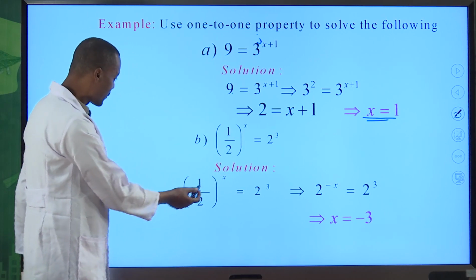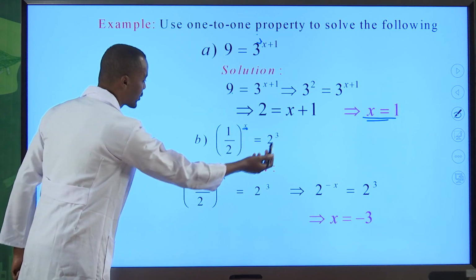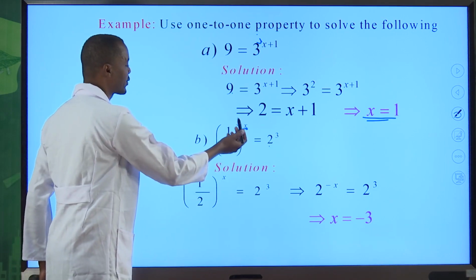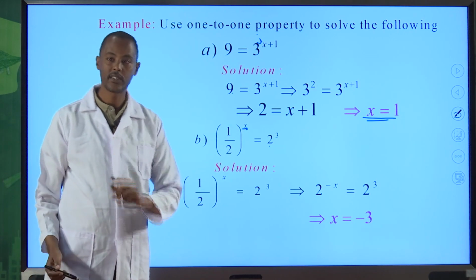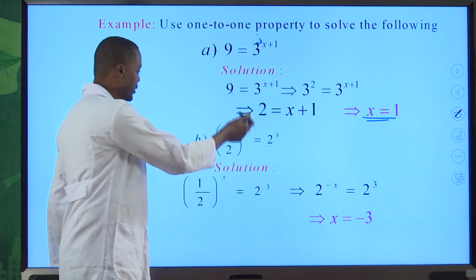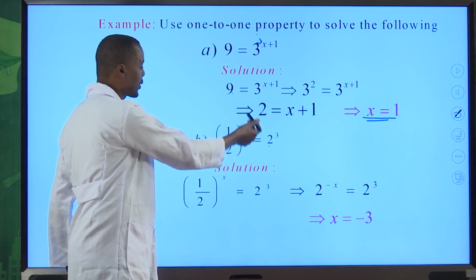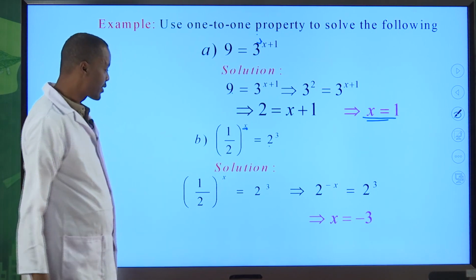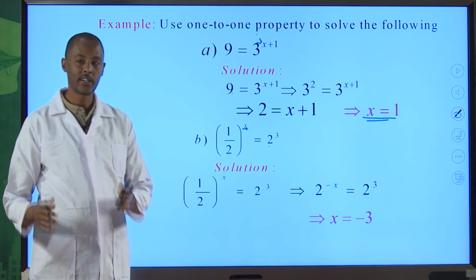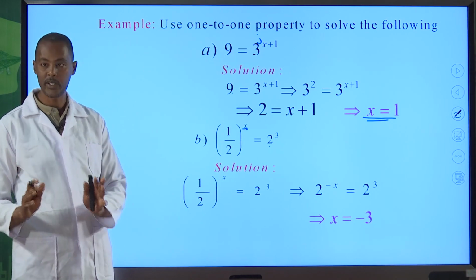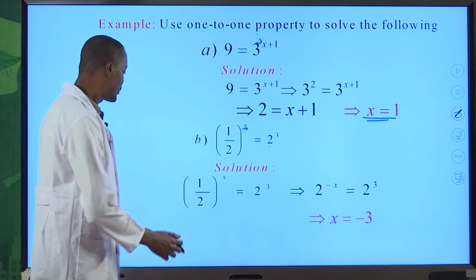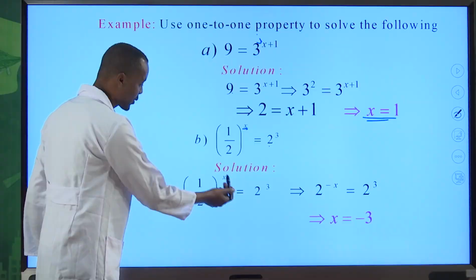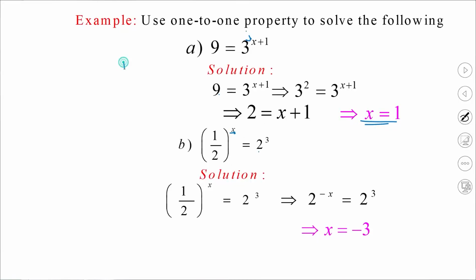In order to solve this problem, a half to the power of x here is equal to 2 to the power of 3. My target is to find the value of x in such a way that when that x is substituted, a half to the power of that x will be equal to 2 cubed. Again, by applying the one-to-one nature of exponential functions, we write a half to the power of x, which is equal to 2 to the power of 3, our original problem, and a half is 2 to the power of minus 1.